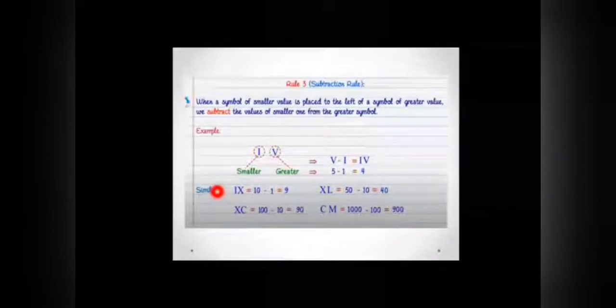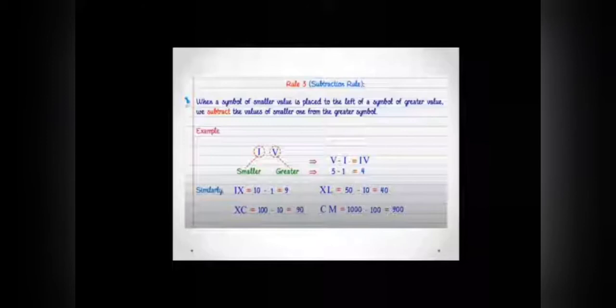Here in this case, I is written in front of V. So you know the value of I and V. I stands for 1 and V stands for 5. So if a smaller value is written in front of a greater value, you are going to subtract. So you are going to subtract I from V, not V from I. So V minus I, that is 5 minus 1, is 4. So always subtract the smaller value from the greater value.